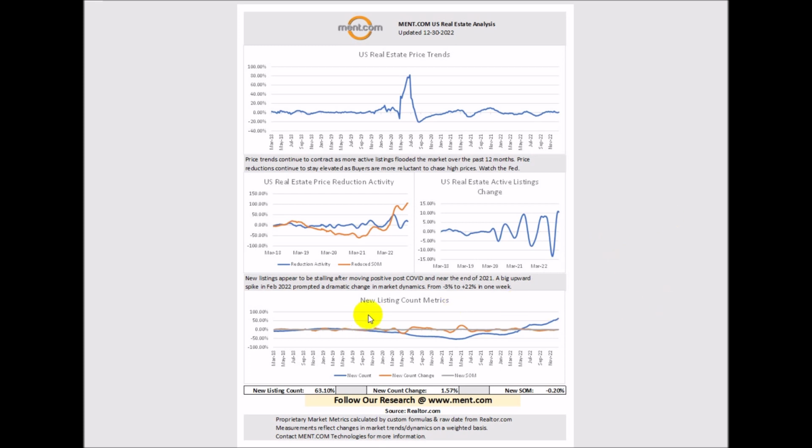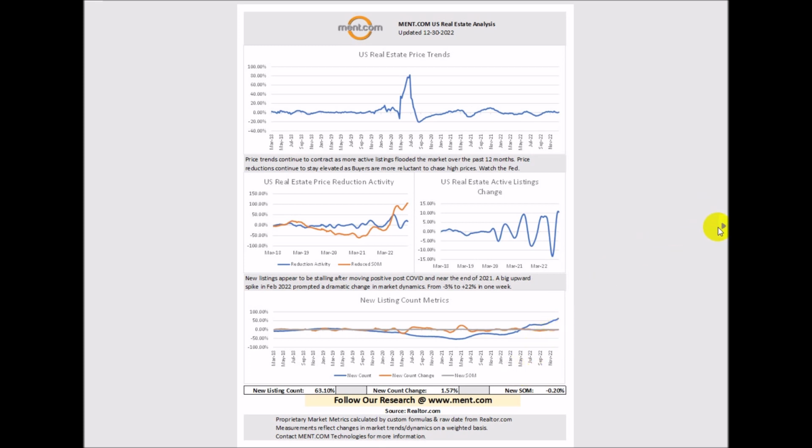Okay, new listing count metrics. So we have new count at the highest level we've seen. It just keeps moving higher. I remember when I started talking about this moving up, I said it's just going to keep accelerating. So we're going to continue to increase this level. I expect that we're going to be up in the 70-80% area by March, April, May, and go from there.